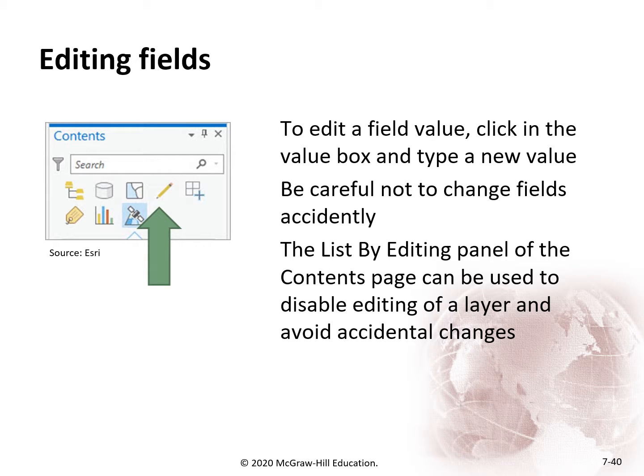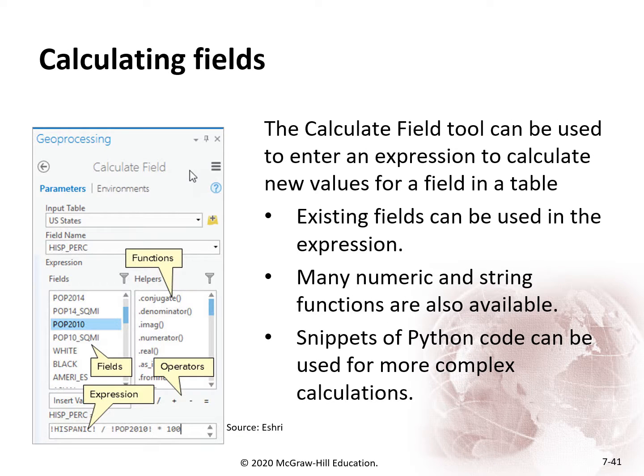How do we edit fields? The pencil. How do we calculate fields? Use a geoprocessing tool called Calculate Field. It puts together the code in the expression. You select what you want to do via the functions and the fields, and that makes it work a lot faster.